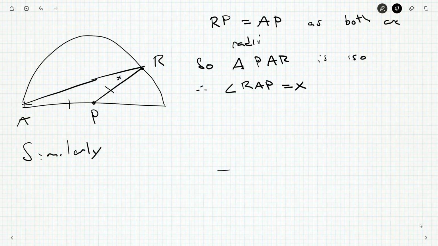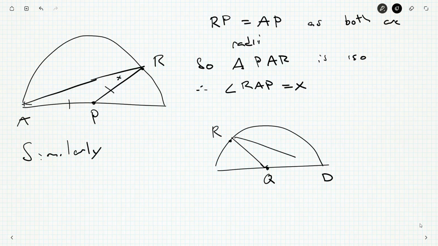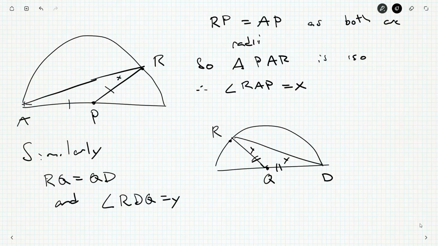Similarly, you can write the whole argument out again, but I think just another picture will do the trick. Q, D, and R is somewhere up here. Similarly, RQ equals QD, and angle RDQ is equal to Y. Okay, it's the exact same argument, so why bother writing out as much? Just say similarly and then highlight the main points. It saves you a little bit of time, but that's more time to devote to questions 9 and 10.